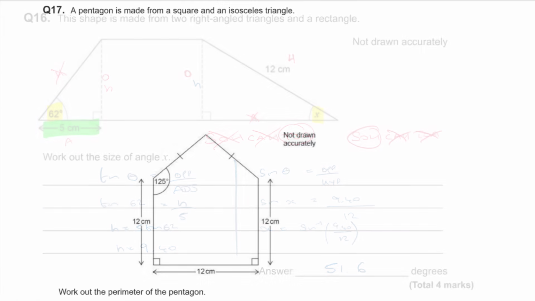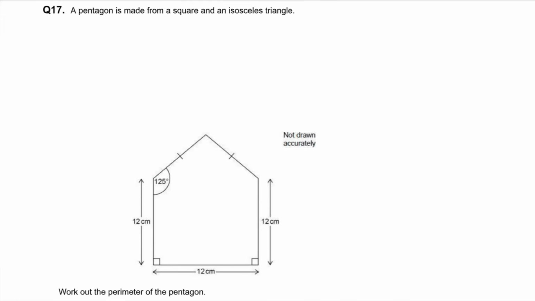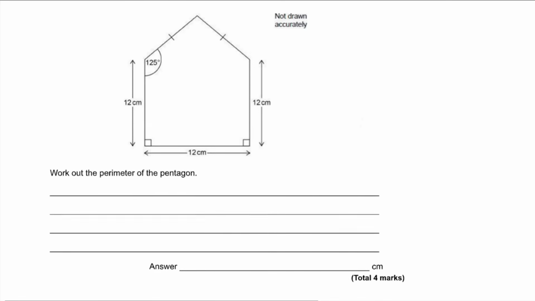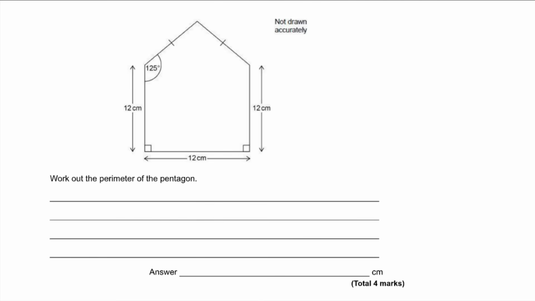Question 17. A pentagon is made from a square and an isosceles triangle. So we've got a square and a triangle stuck on the top of it. And it says work out the perimeter of the pentagon. So to work out the perimeter then, we know this side and this side, because it's a square. We know they're just 12, 12, 12. What we need to do is work out these two sides. Now they're both the same because it's an isosceles triangle, but we need to find them nonetheless.